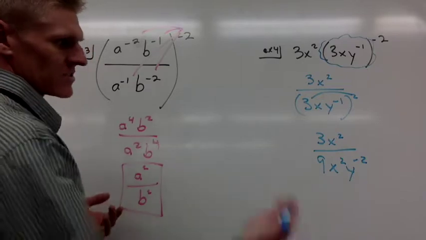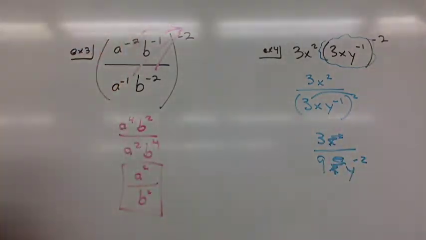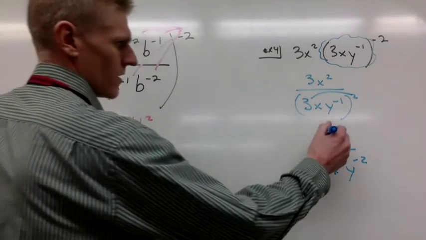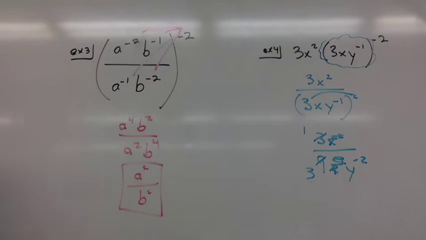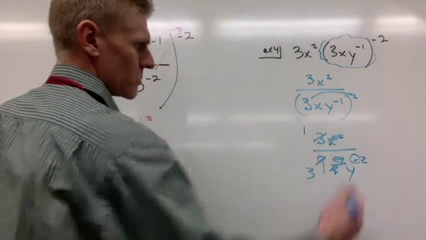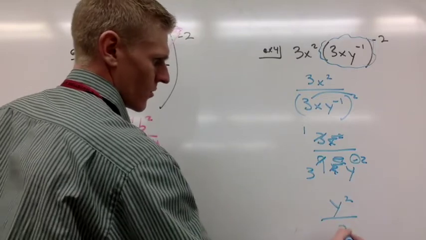Now I can do some canceling and a lot of stuff here at once. I think you can see that the x squareds are going to be completely gone. They're going to wipe each other out. The 3 is going to become 1, and the 9 is going to become 3 because you can simplify that. And then lastly, this y to the negative 2 is going to move up top. So on the top, I have 1y squared over 3.